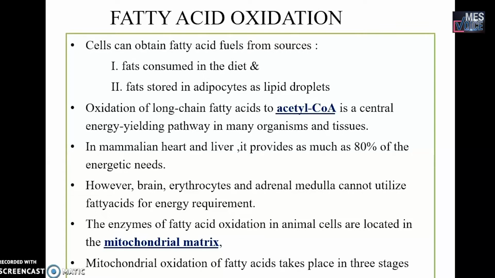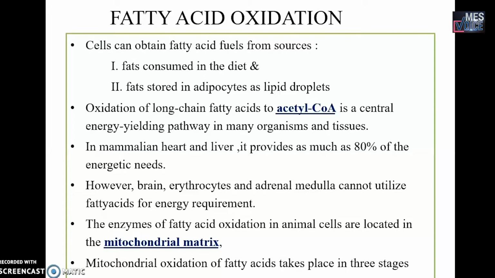The oxidation of long-chain fatty acids to acetyl-CoA is a central energy-yielding pathway in many organisms and tissues. The product of oxidation of fatty acids is acetyl-CoA, and this oxidation process forms a central energy-yielding pathway in most of the organisms and tissues. In mammalian heart and liver, fatty acid oxidation provides as much as 80% of the total energy needs. However, brain, erythrocytes and adrenal medulla cannot utilize fatty acids for energy production.